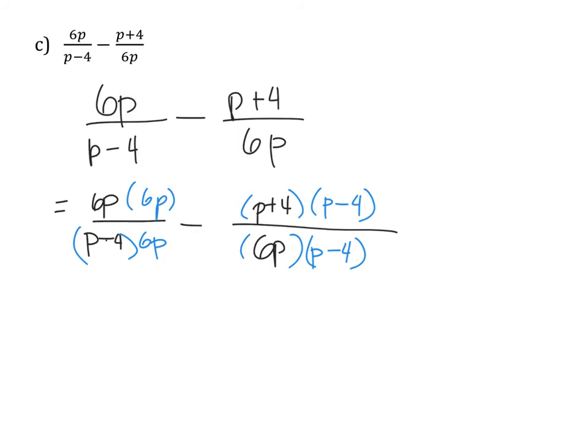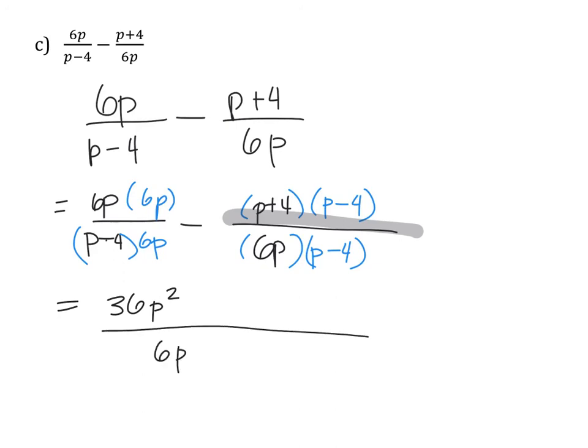I'm actually going to have to FOIL this section right here, because I can't leave it as 36p squared minus p plus 4 times p minus 4. I'm going to have to actually FOIL that and then see if there's anything I can take out once I add in that first one. So we'll see here. We have 36p squared. I know everything's going to be over 6p times p minus 4, right?